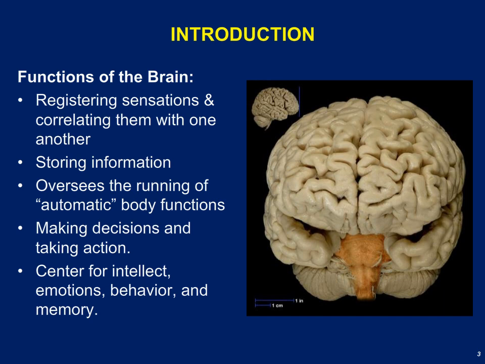Let's say you see a car speeding towards you as you're in a crosswalk. You're obviously going to jump out of the way and avoid collision with that car. And all of these actions are part of the thinking and integration properties of the brain, as well as the motor functions as well. Because remember, the brain controls skeletal muscle contraction. And finally, the brain is the center for intellect, emotions, behavior, personality, and memory. And we'll talk about each of these in some detail.